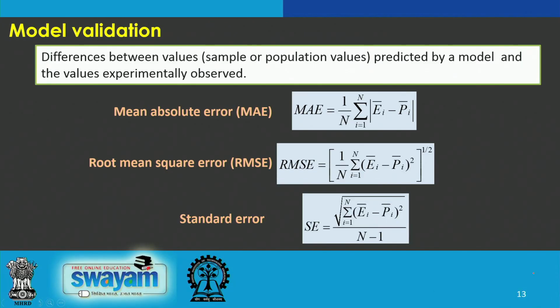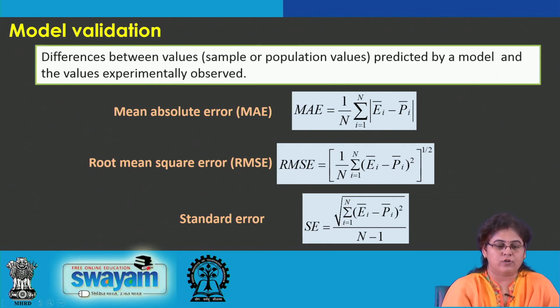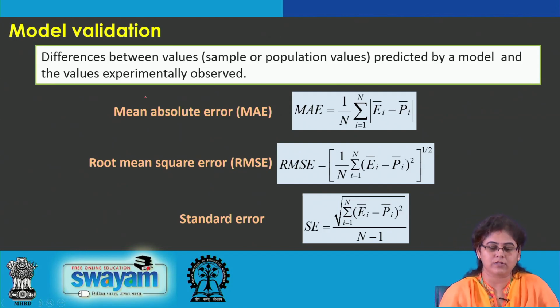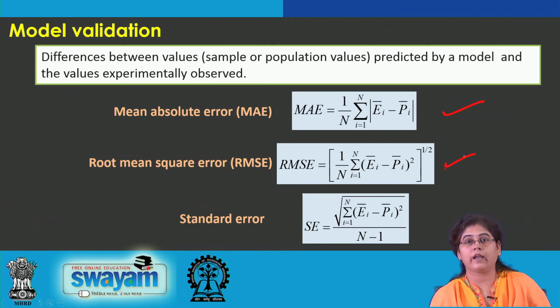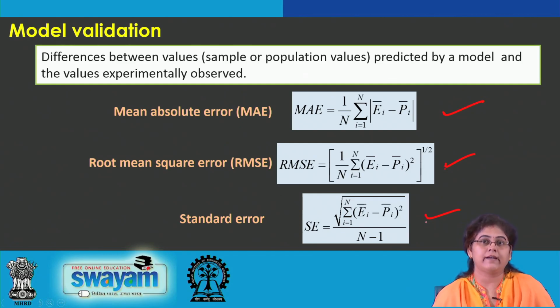Now, coming to the model validation part, for development of the model we can go for different procedures as discussed. Then after development of the model we can visualize the desired temperature and moisture migration inside the food matrix, and that model has to be validated with the experimental one. So, differences between the values predicted by a model and the experimental values can be represented in terms of mean absolute error, root mean square error and standard error. So, these are the standard statistical procedures for validating the developed model.